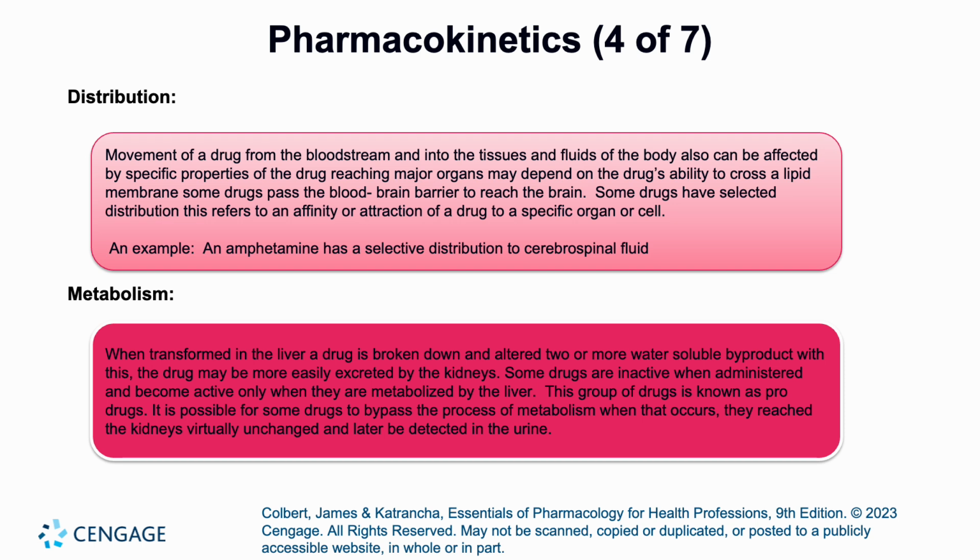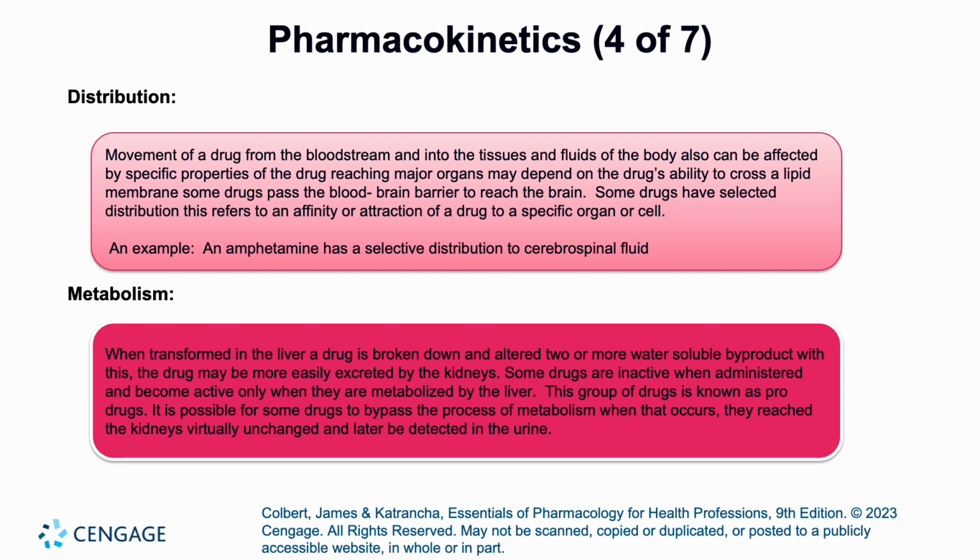Metabolism. When transformed in the liver, drugs are broken down and altered. Sometimes they create water-soluble byproducts with that alteration, and then the drug can be more easily excreted by the kidneys. Some drugs, however, are actually inactive when administered, and they become active only when they are metabolized. This group of drugs is known as prodrugs.